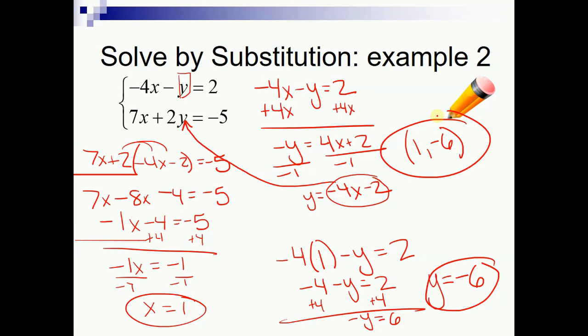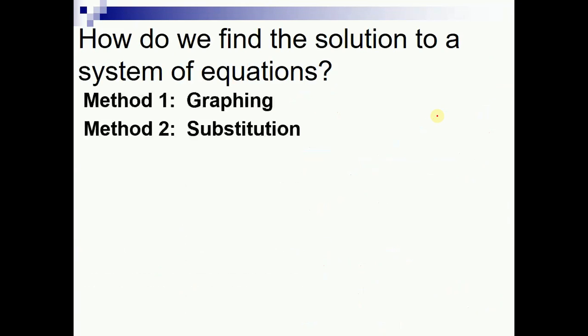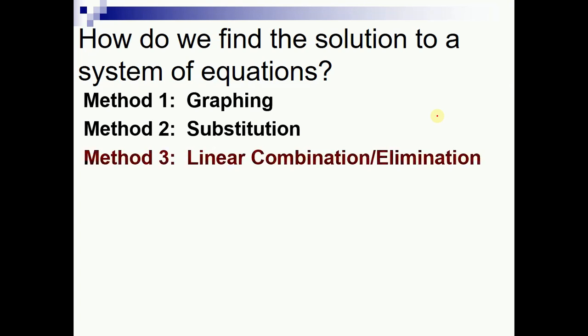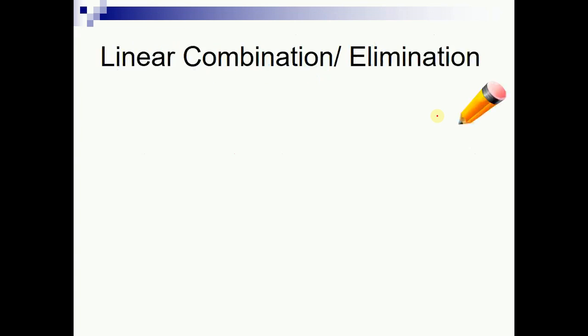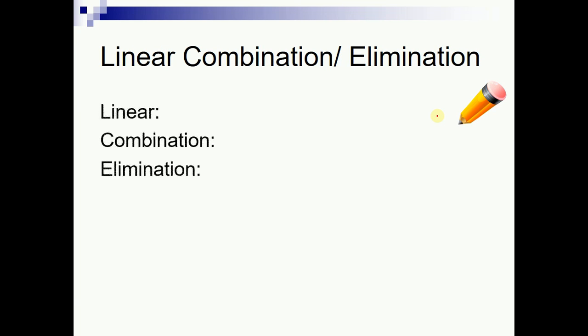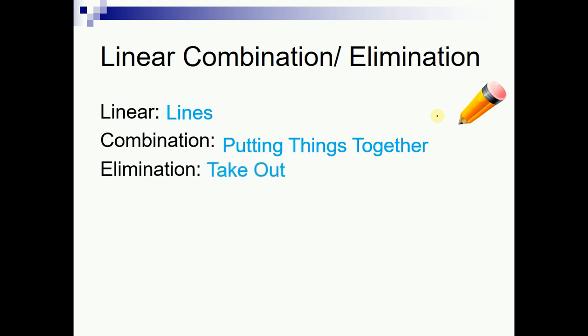Now let's look at the other way we can solve a system. So we've gone through graphing, we went through substitution. Now let's look at linear combination or elimination, depending on how you want to call it. Now, what does this actually mean? Linear combination. So linear, it deals with lines. Combination is putting things together. And elimination is taking something out.